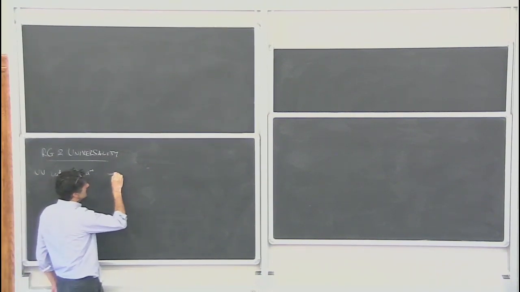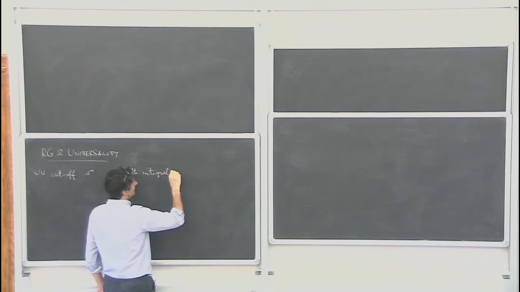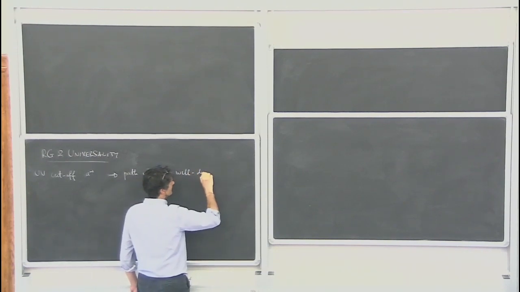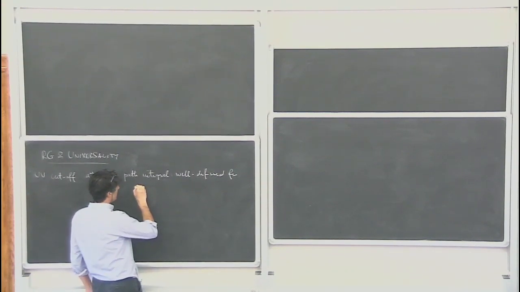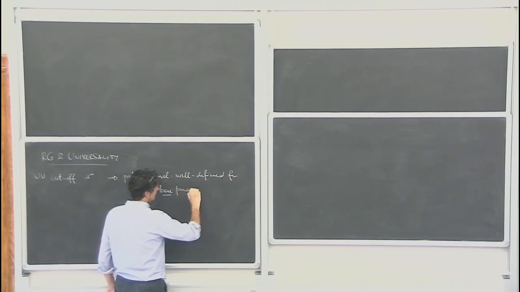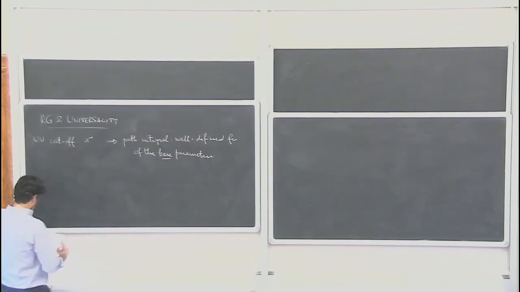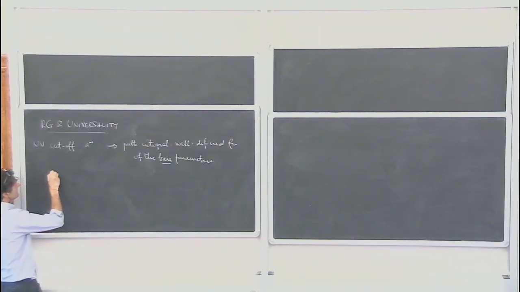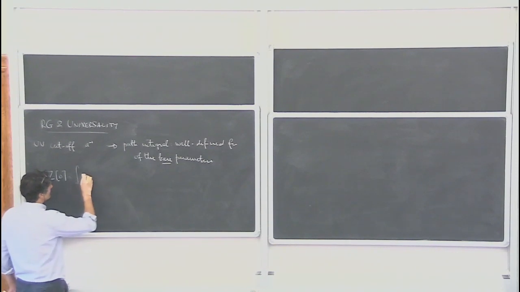So we have a path integral which is a well-defined function of the parameters that appear in the action. And I'm going to call these parameters bare parameters. Okay? So in principle, you can put as many couplings as you like in your action, as long as they're compatible with the symmetries of your theory.